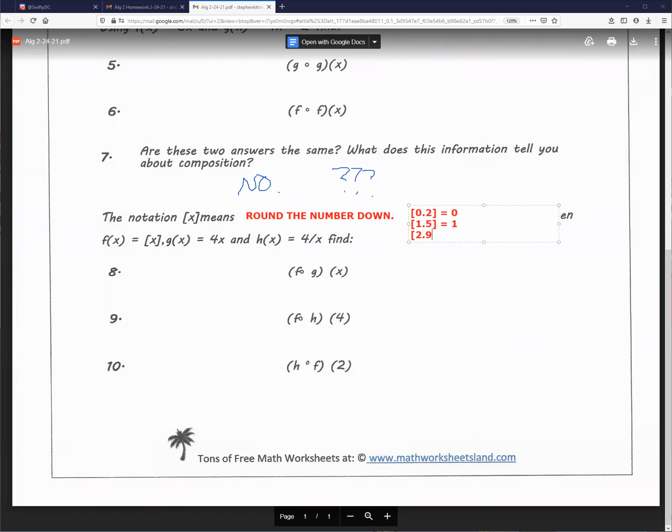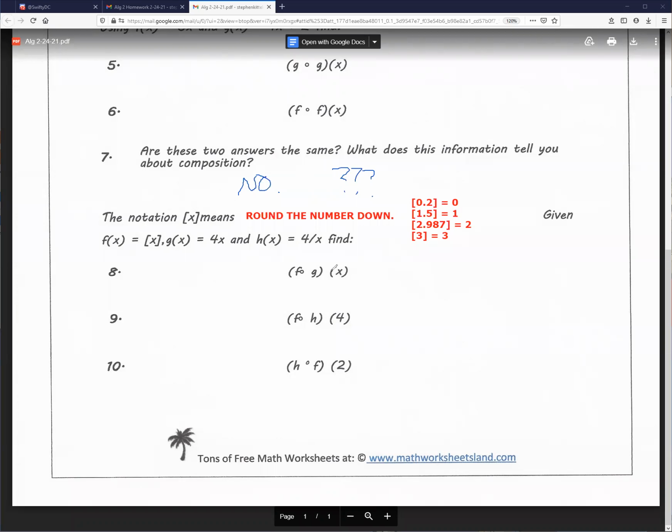Bracket 2.987 is 2. Bracket 3 is 3. Whatever it is, you just drop the decimal part and you say round it down. So if you have to worry about what this means, it's just straight up round it down and leave off the integer part. So nothing to it, hopefully.